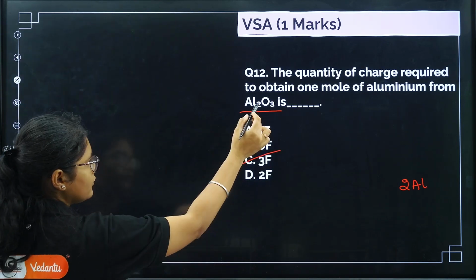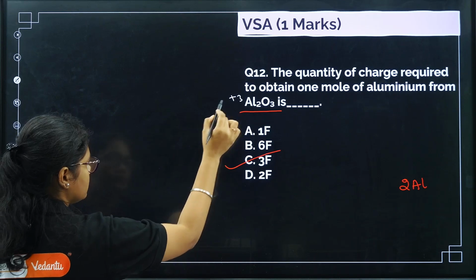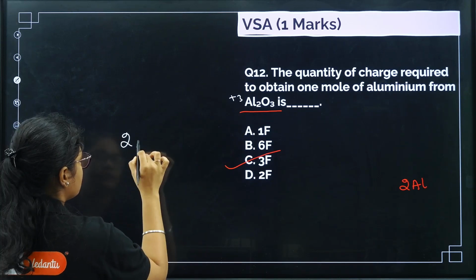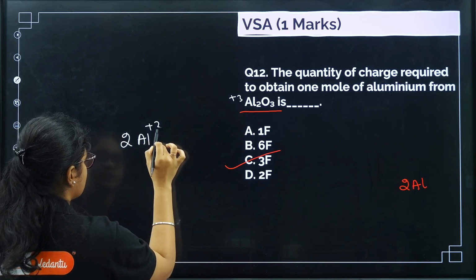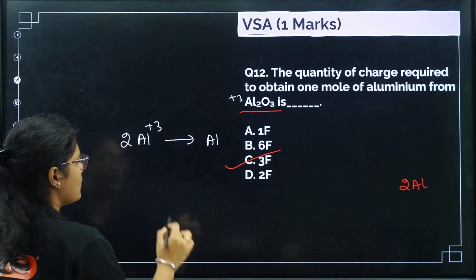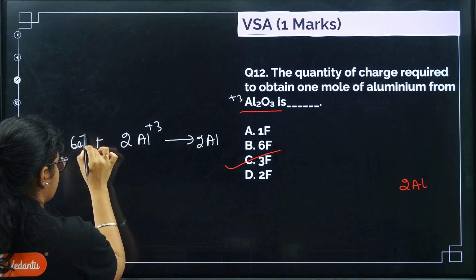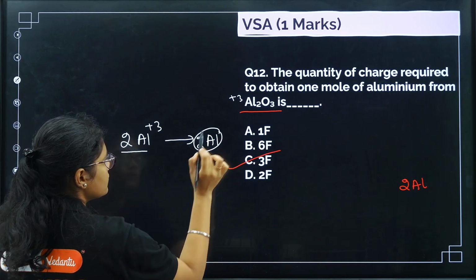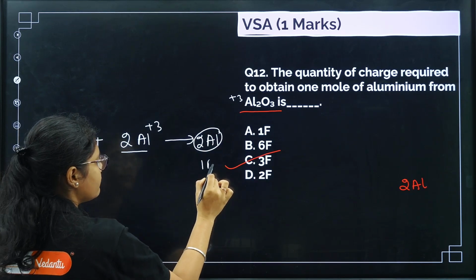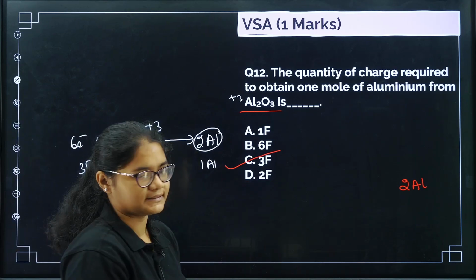See, in aluminium Al2O3, what is the oxidation state of aluminium here? +3, right? So I can write here 2Al is in +3 oxidation state and it wants to go to this state, right? So how many? 2Al. So we need total 6 electrons for this one. So this is for 2 moles of aluminium. Now for 1 mole of aluminium we will need half of that, 3 Faraday. So option number C, okay.